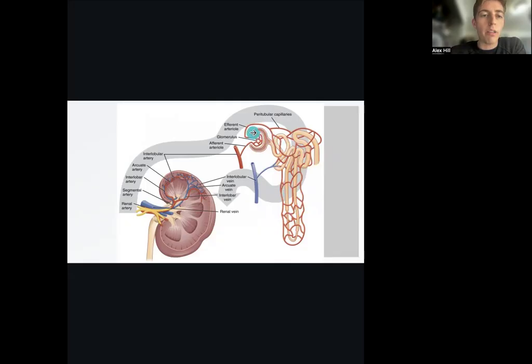Right here, we have Bowman's capsule, which is going to be the outer edge of that claw, and inside of that is Bowman's space. So that's where the water and the electrolytes go from the glomerulus into the nephron. And so then as it comes down here, here's the proximal convoluted tubule. So convoluted means it's like all wound up. And so a large amount of filtrates such as amino acids, glucose, sodium, water are going to be reabsorbed here into the body outside of the loop. And then we go into the loop of Henle, which is this dip right here.